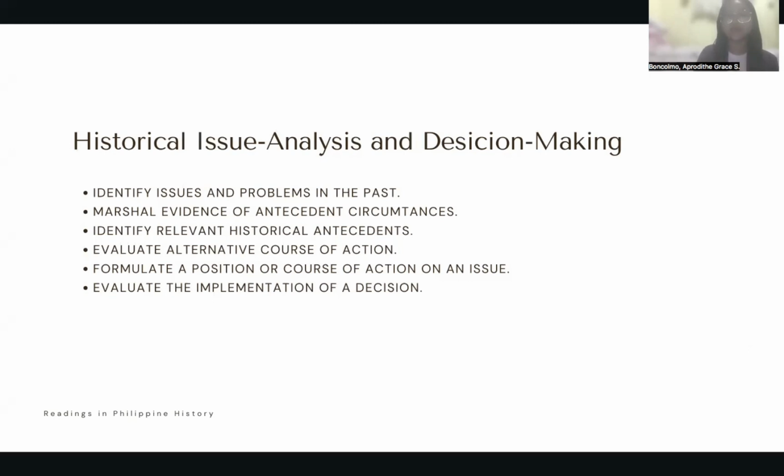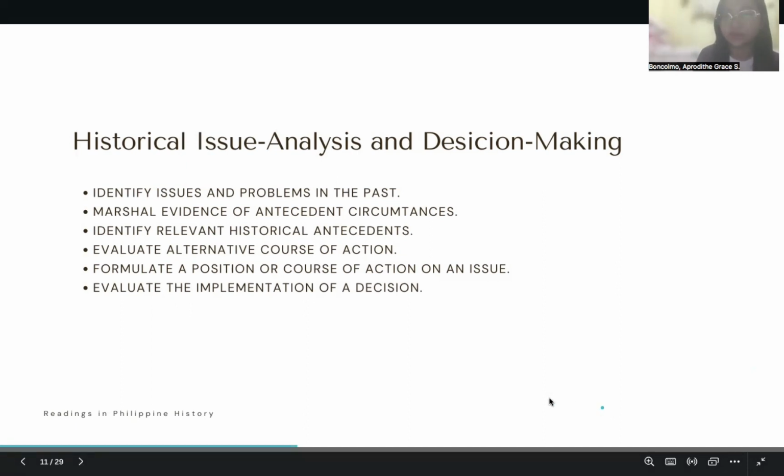Now we have the historical issue analysis and decision making. It involves examining past events and their implications to inform present day choices and actions. This process requires a thorough understanding of historical context, an assessment of the factors that shape historical events, and an exploration of potential lessons for contemporary decision making.